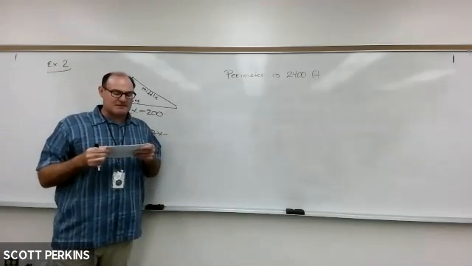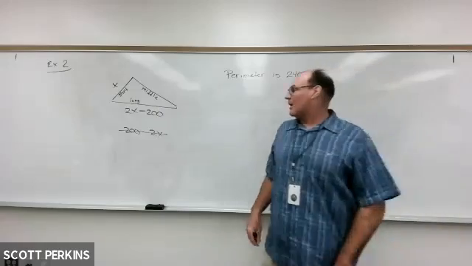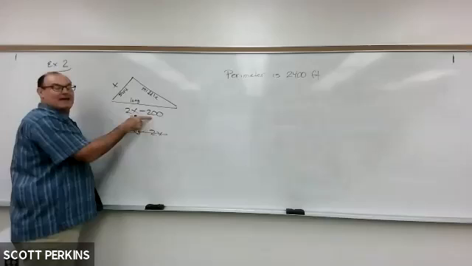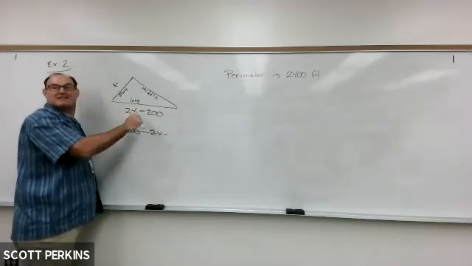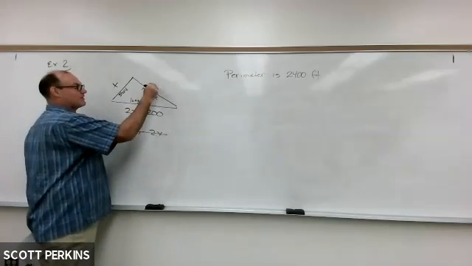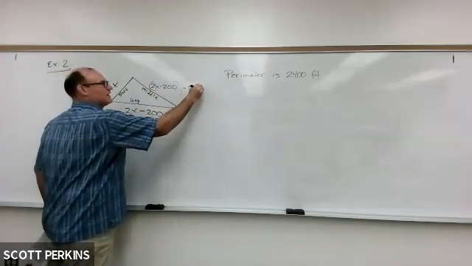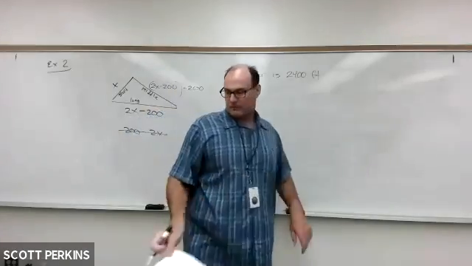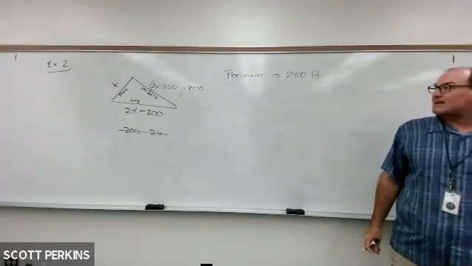The next sentence says the middle side is 200 feet less than the longest side. Okay, so here's the longest side, and I'm 200 feet less. So I'm going to take this right here, and what am I going to do with it to get the middle side? Subtract 200 more. So I've got 2x minus 200. That's the longest side, and then 200 less than that. Once you got those relationships, you then ask, what are the sides?